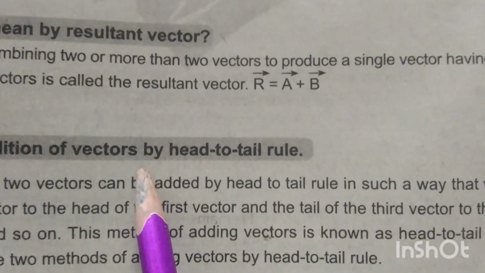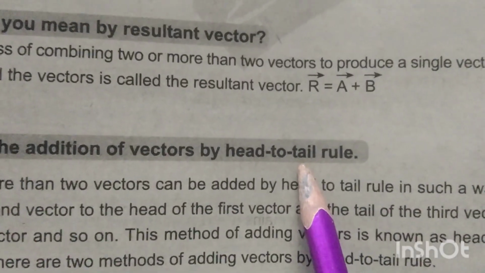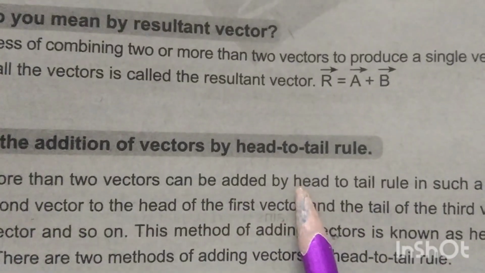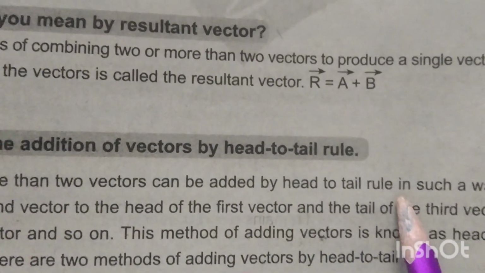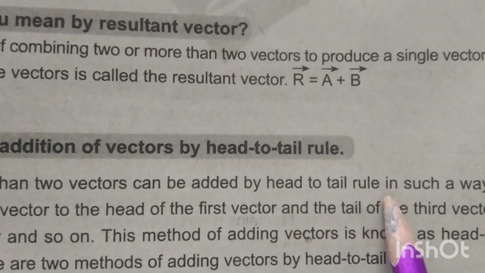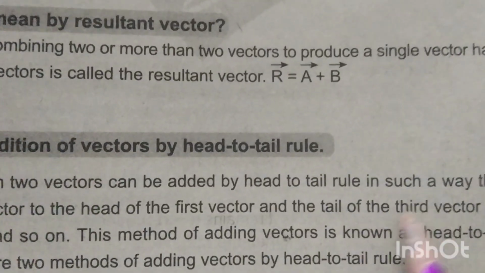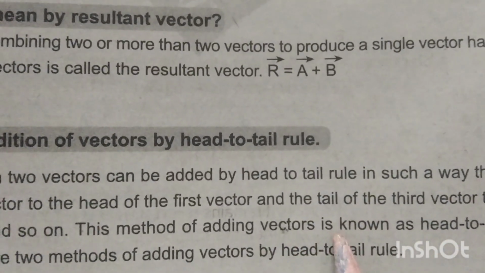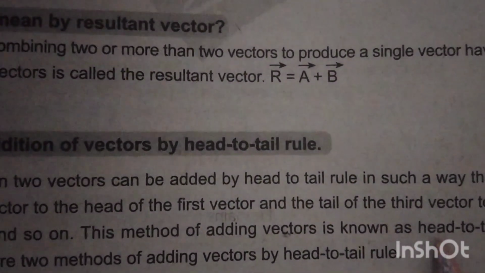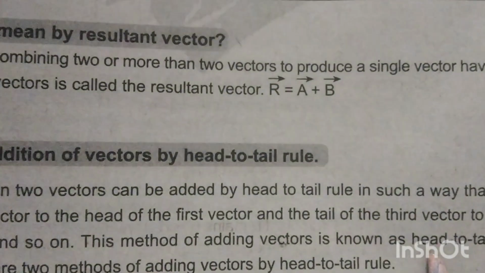Head to tail rule. How can vector addition take place? Addition of vectors takes place by the head to tail rule. Whenever two or more vectors are added, they are added by the head to tail rule. It's a simple rule which tells us that the head of one vector will meet the tail of another one. That's why we call it the head to tail rule. This method of adding vectors is known as head to tail because the first vector's head is always added to the tail of the next vector.